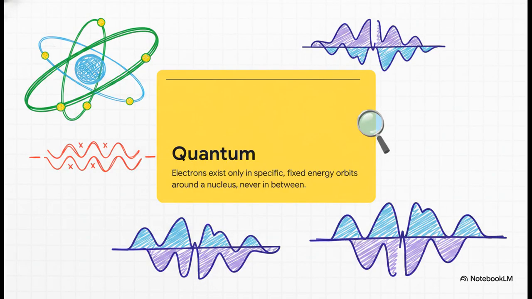And those strict rules bring us to the very definition of the word quantum. In the atomic world, electrons exist only in specific fixed energy orbits, or shells, around a nucleus. There is absolutely no existence in between. None. Because electrons act like waves, if an electron tried to exist between these designated orbits, its wave frequency wouldn't match the distance. It would mathematically and physically cancel itself out and just vanish. This strict here or there, but never in between rule is the foundational law of the quantum world.